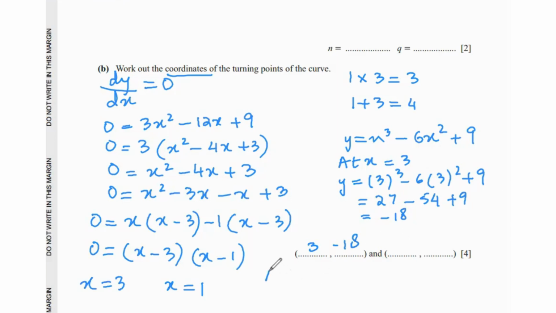And then at x equals 1, y is going to be 1 cubed minus 6 times 1 squared plus 9. That gives us 1 minus 6 plus 9. That is 4. So x is 1, y is 4. That's your answer.